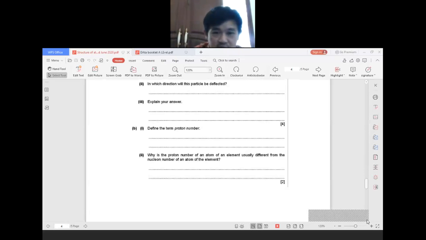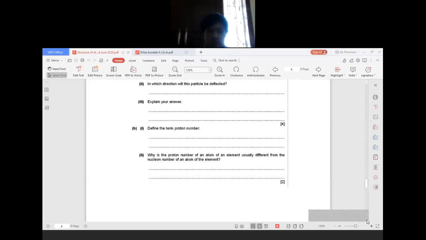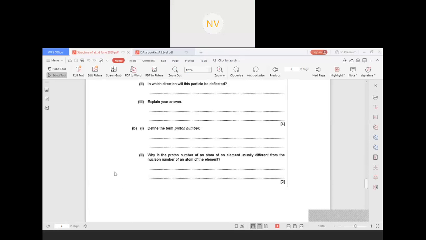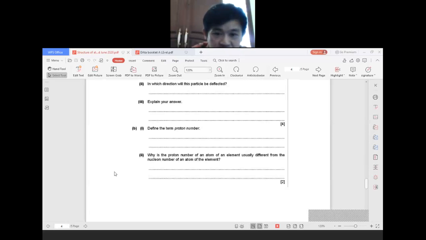Okay. Define the term proton number. The proton number is the number of protons in the nucleus of the atom. B2. Explain why the proton number of an atom of an element is usually different from the nucleon number of an atom of the element.